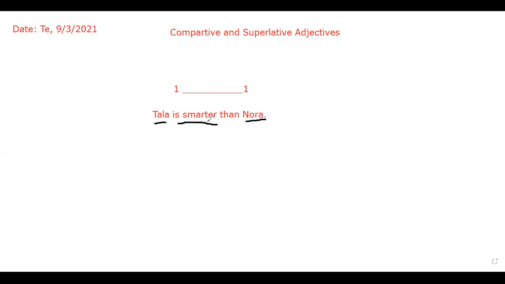Okay, and I bring the adjective and I add er to it if it was an adjective of one syllable, meaning a small word. If it was a small word, I will put er. And then after the er, I will put than. Then I will say Tala is smarter than Noura. Smarter than Noura. Okay, let's go and revise it together and then go to the book, inshallah.